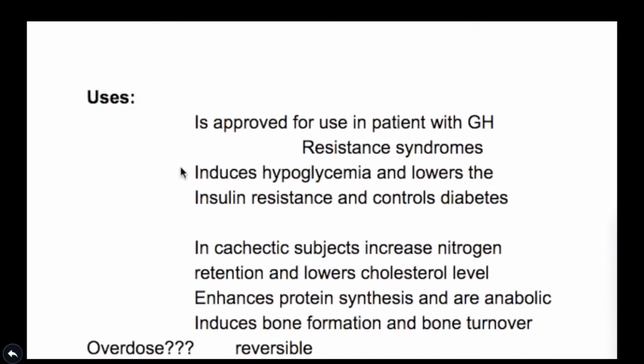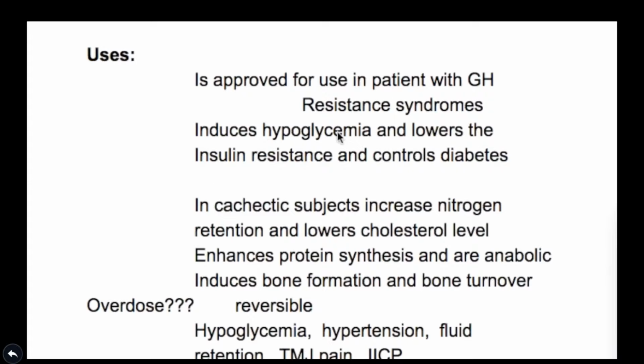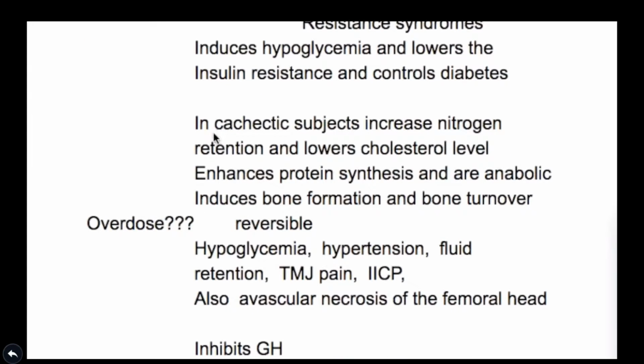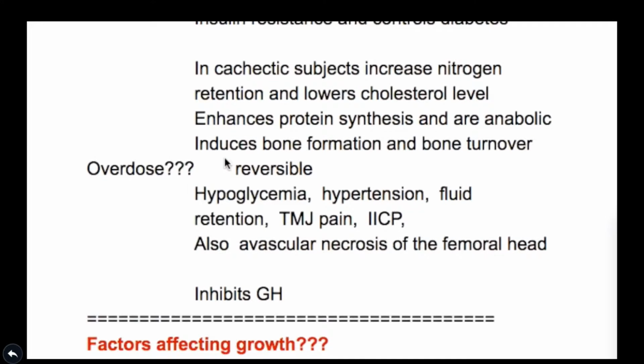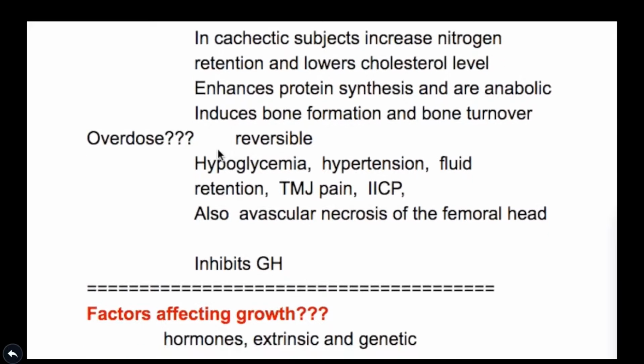What are its uses? It's approved for use in patients with GH resistant syndromes. It induces hypoglycemia and lowers the insulin resistance in insulin-dependent diabetes and controls diabetes. Number 3, in cachectic subjects, it increases nitrogen retention and lowers cholesterol level. It enhances protein synthesis, is anabolic, and induces bone formation and bone turnover.